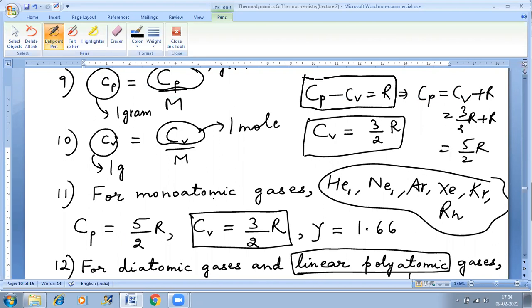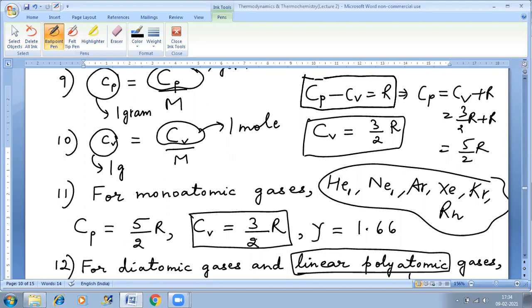That means if you just remember the value of Cv, you can immediately get the value of Cp by using Cp minus Cv is equal to R. And gamma. Gamma is what? Cp upon Cv. So just divide Cp by Cv. R will get cancelled, 2 will get cancelled. We will be left with 5 upon 3. So Cp upon Cv will be 5 upon 3, and 5 upon 3 is 1.66. So if you just remember the value of Cv, you can get the value of Cp, and also you can get the value of gamma.